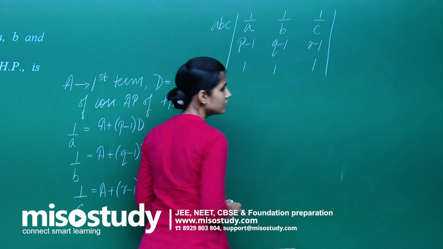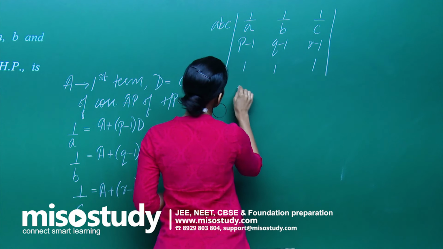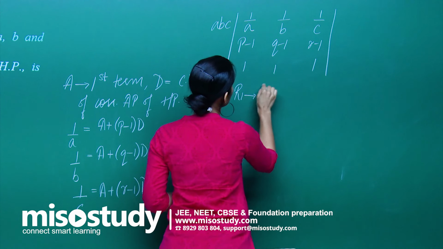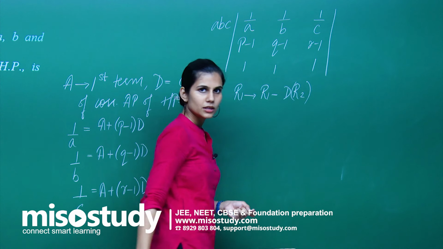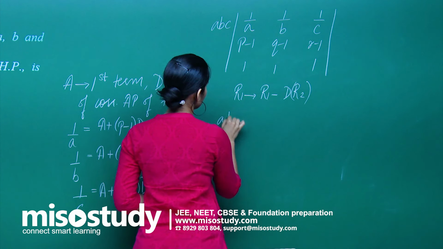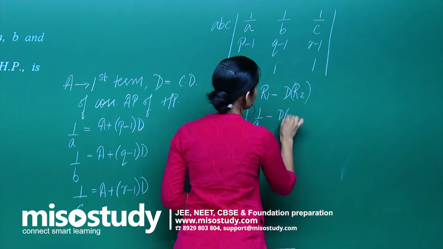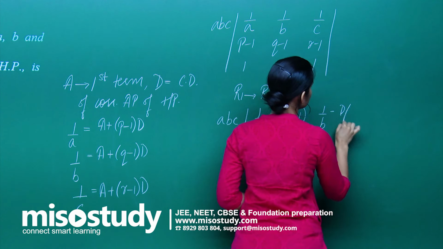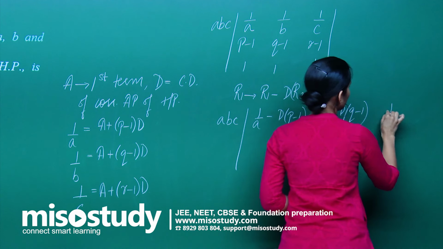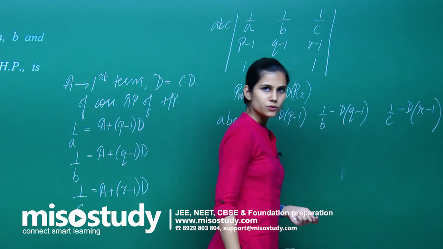After this, what I'm going to do is row 1 goes to row 1 minus D times row 2. So when you do that, you get 1 by a minus D times p minus 1, 1 by b minus D times q minus 1, 1 by c minus D times r minus 1.